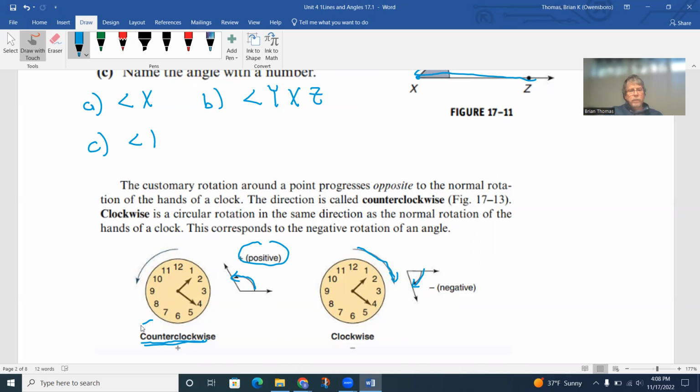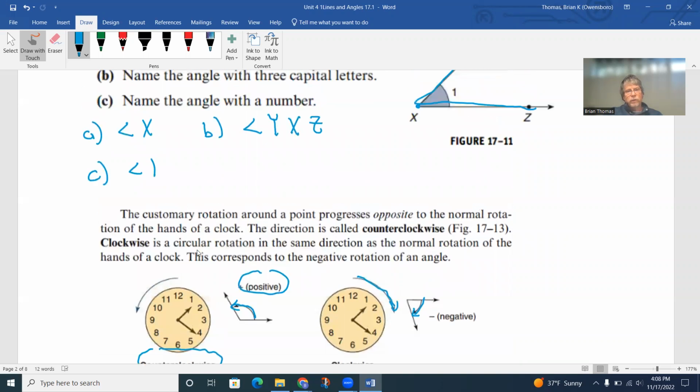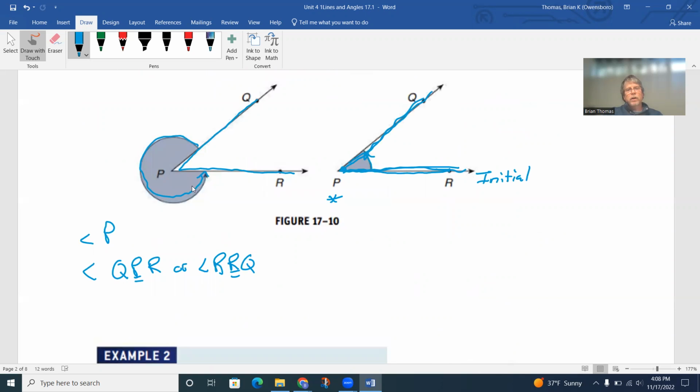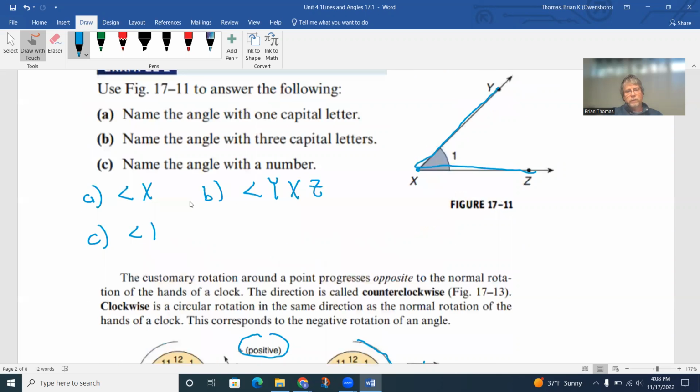So most commonly, we like to go counterclockwise. So we like to use positive angles, so we have to be going in that direction. If you notice all these arrows up here, they've been going in a counterclockwise direction, the positive direction.